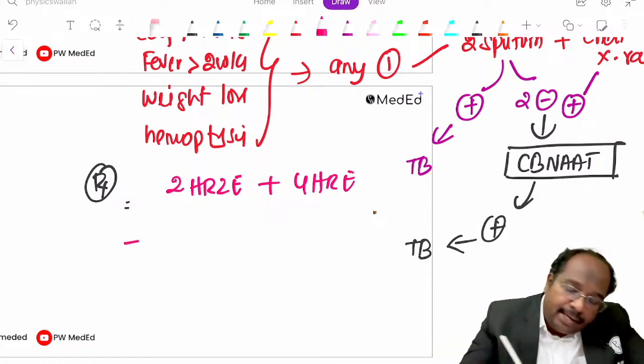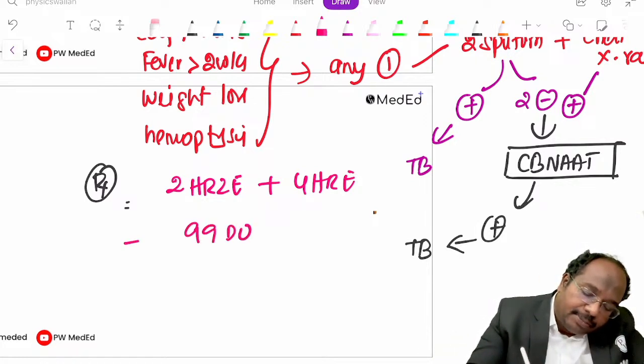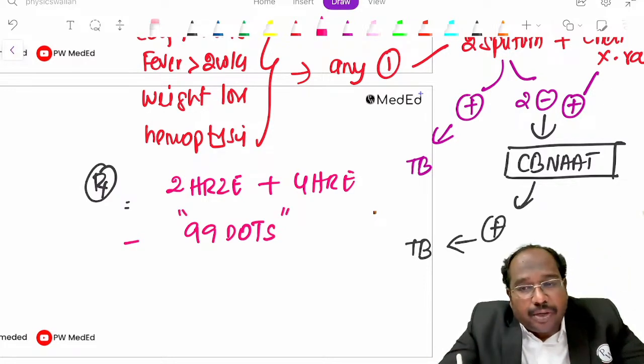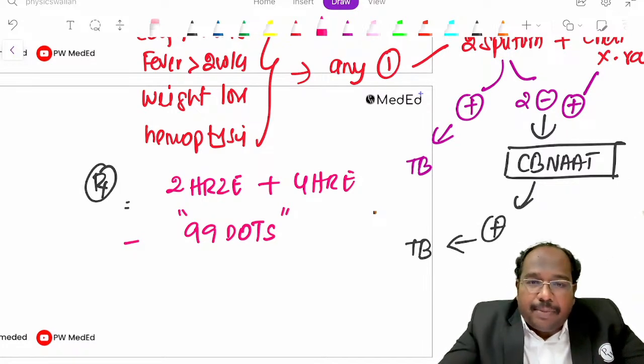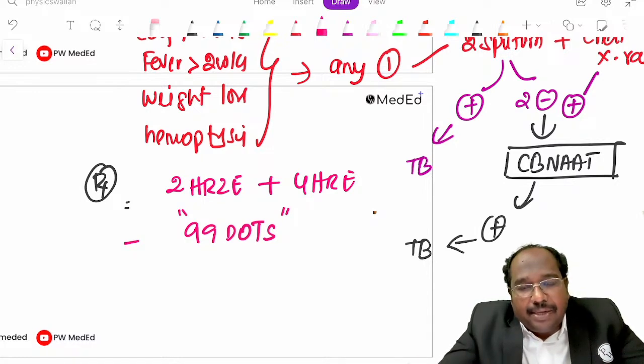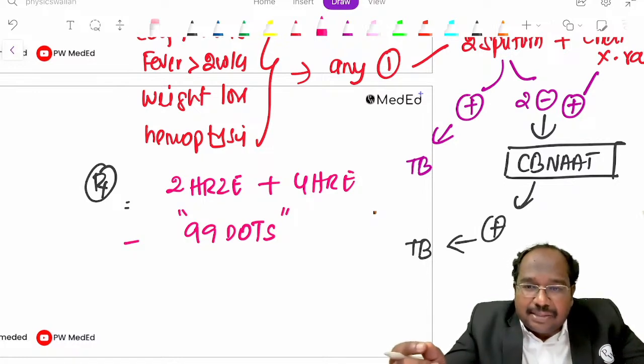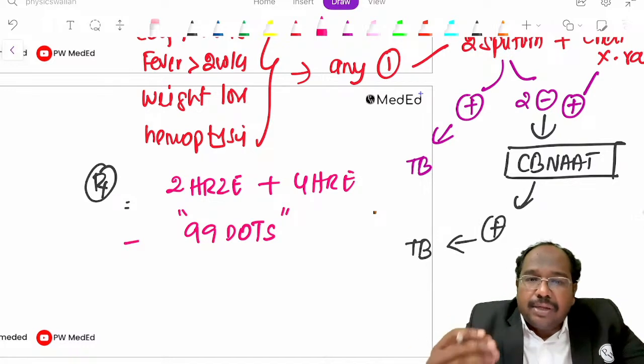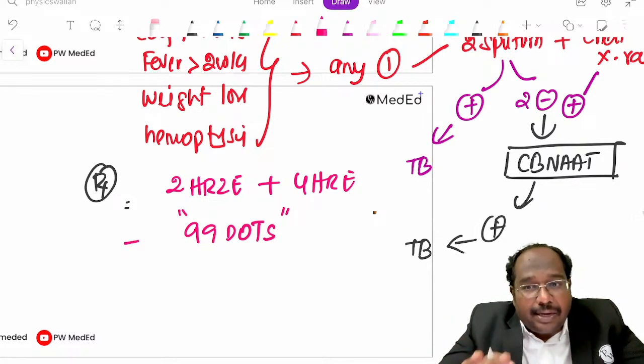Okay, so 99 dots. The monitoring system is called 99 dots. That means the patient has to give their mobile number to us, and from that number he takes the tablets. On the back of the tablet pack there is a toll-free number, so he has to give a missed call from his number. That is 99 dots. And Nikshay Poshan Abhiyan also we give.